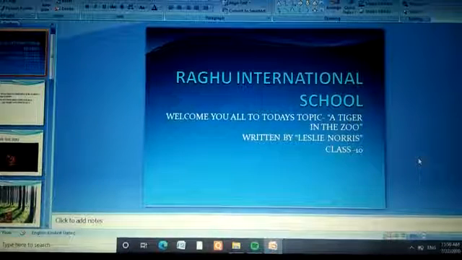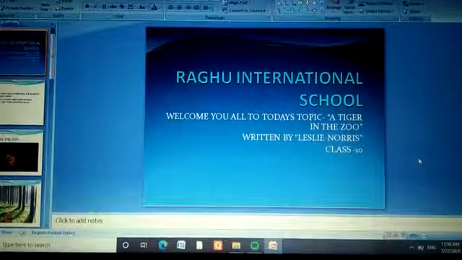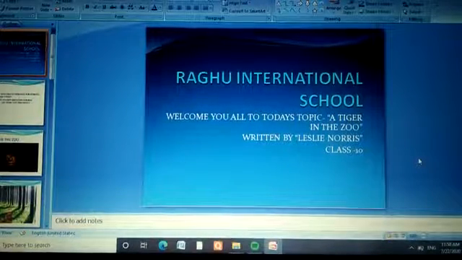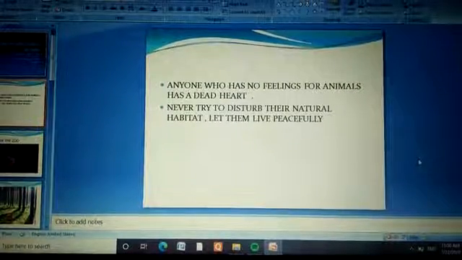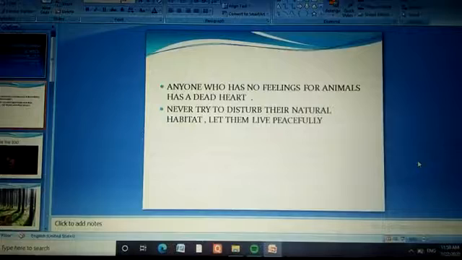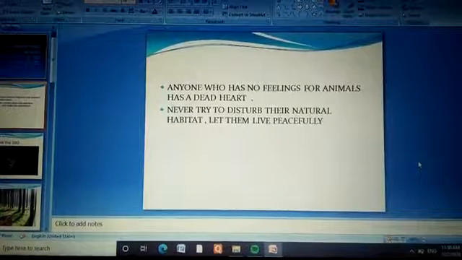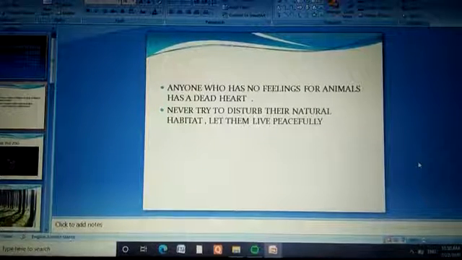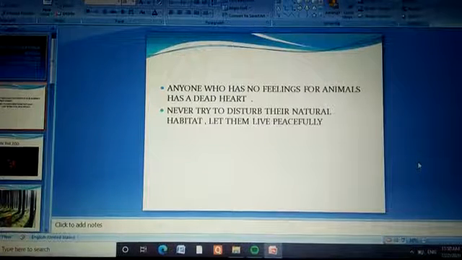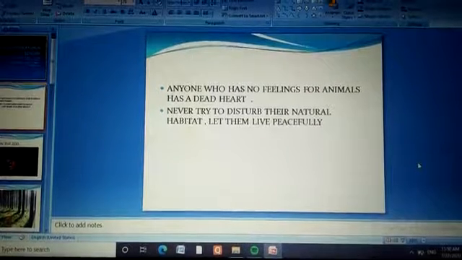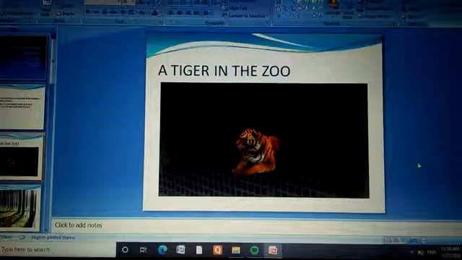Before moving to the story, we will see the beautiful quote. Anyone who has no feelings for animals has a dead heart. Never try to disturb their natural habitat. Let them live peacefully. Now let us see this poem, A Tiger in the Zoo.